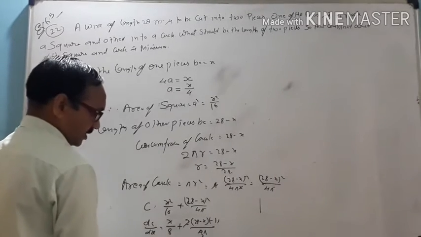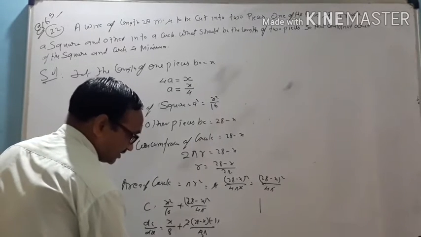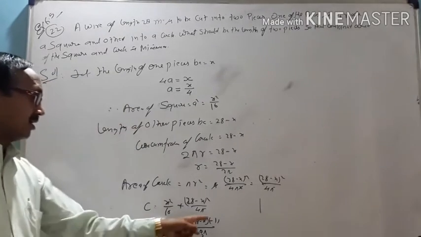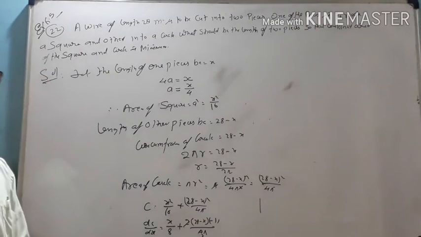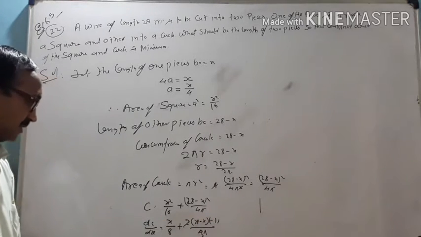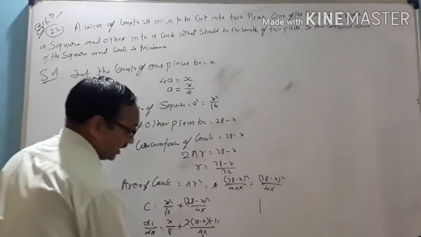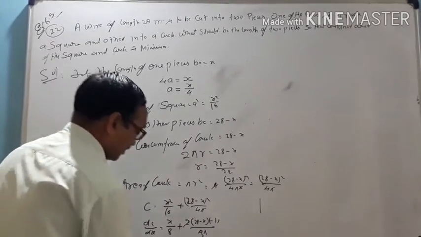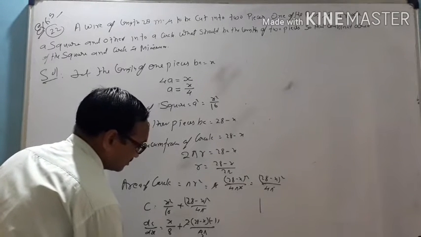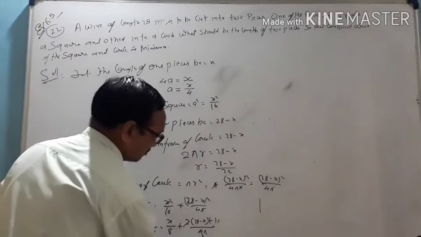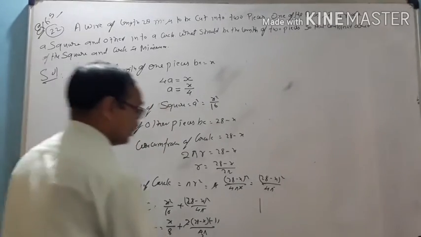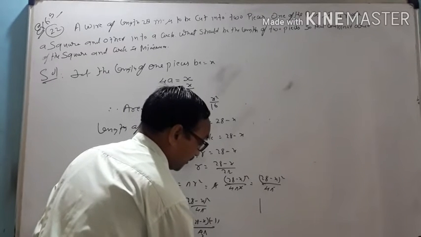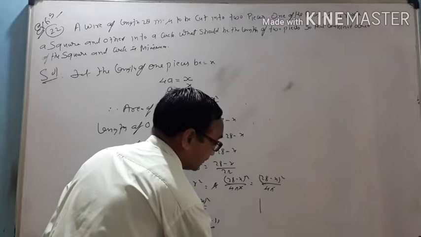Because the differential coefficient of 28 minus x is minus 1, so minus 1 into minus 1 is plus 1. So it is 1 upon 2 pi. This is greater than 0. Therefore, the combined area is minimum.